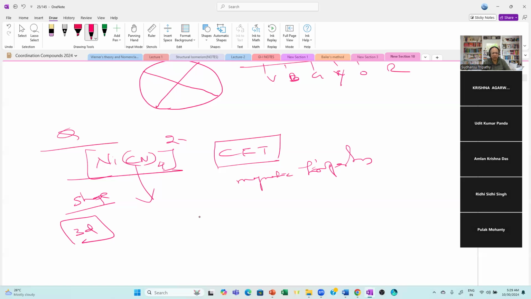Ni(CO)4 is a tetrahedral complex. Sir, what about [CuCl4]2-?